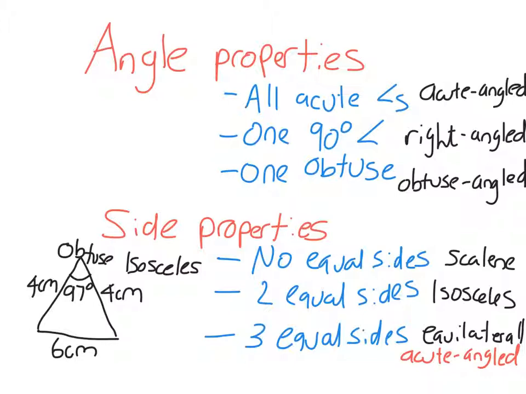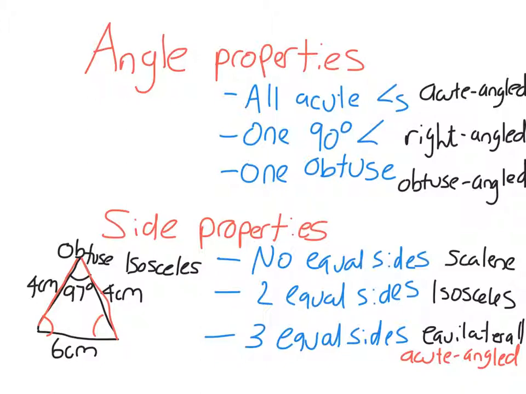Note for any triangle that has two sides equal, it will also have two angles equal, and they will be the base angles, where each of the equal sides hits the base. So isosceles triangles have two equal sides, they also have two equal angles. Scalene triangles have no equal sides, they also have no equal angles. And equilateral triangles, three equal sides, they also have three equal angles.